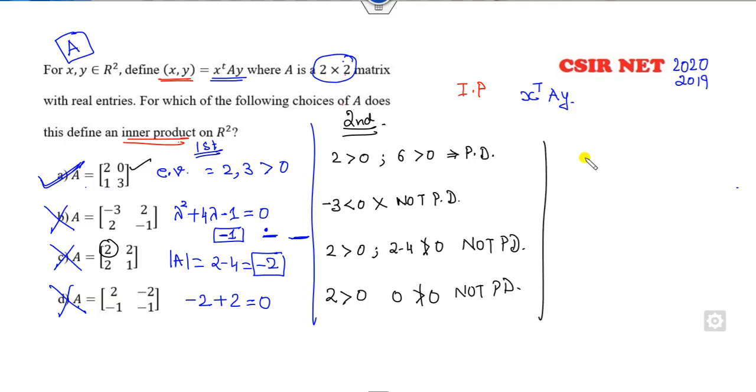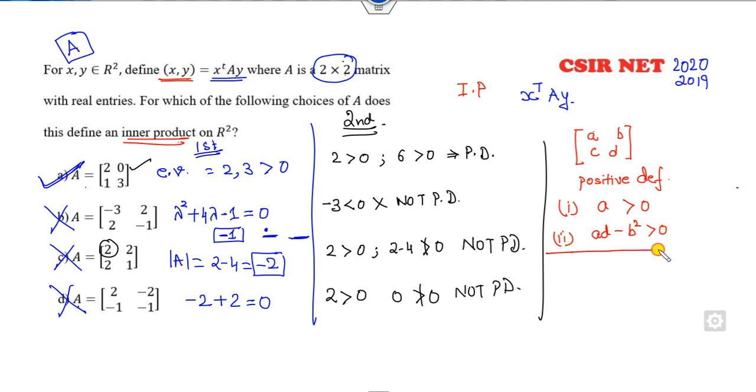You can see, if you have the matrix like A, B, C and D, then this is said to be positive definite if the first value A is greater than 0, and the second value, the determinant of this, that is AD minus B square, is greater than 0. Then you can say this is my positive definite.